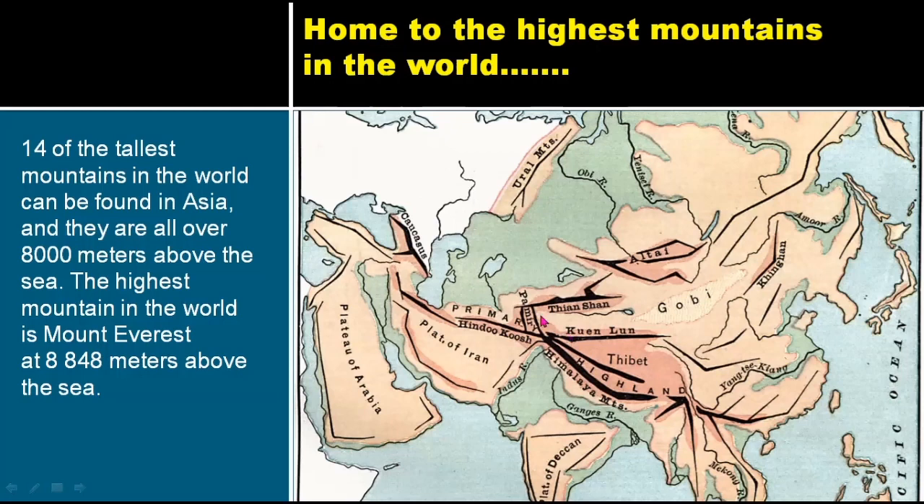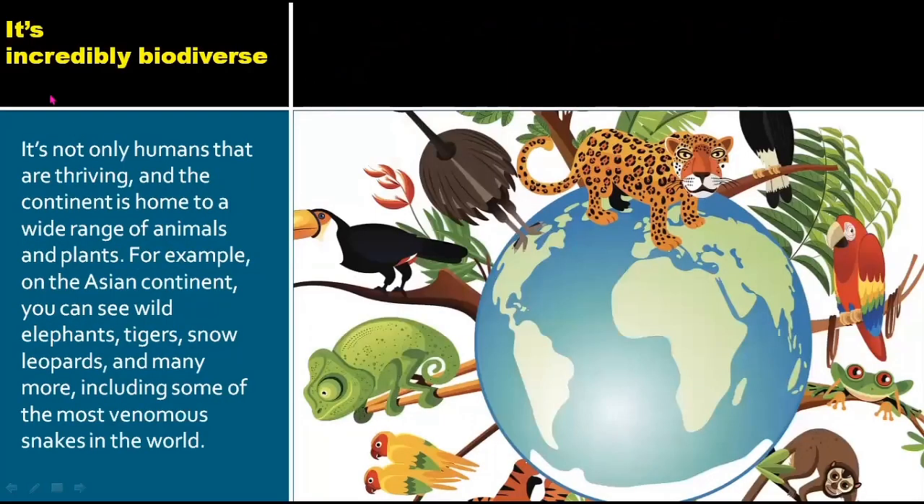So the highest place in Asia is Mount Everest. At the same time, Mount Everest is the highest place in the world. So you can see here the different mountainous peaks and mountain ranges. That's why we have the Plateau of Arabia, Plateau of Iran, Balochistan, Deccan Plateau, Gobi and Ural Mountains. So you can see it is incredibly biodiverse.